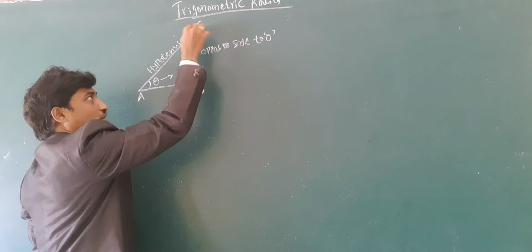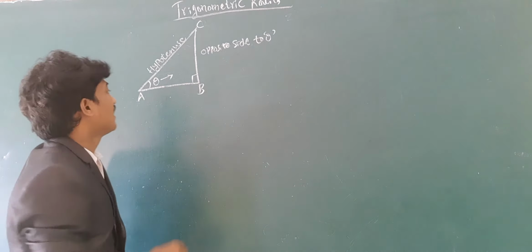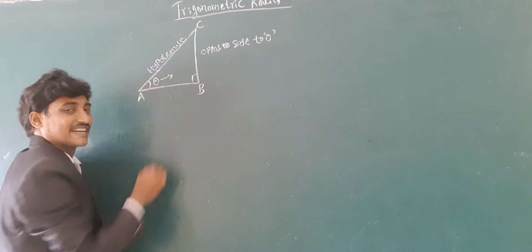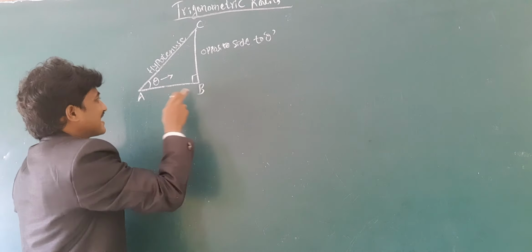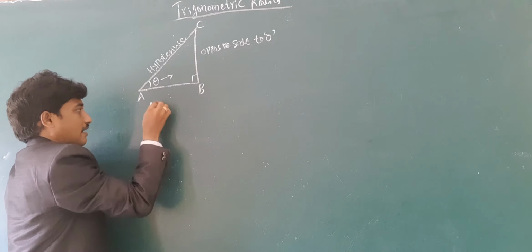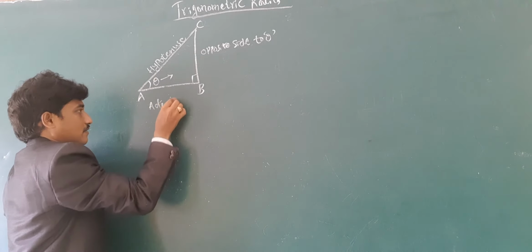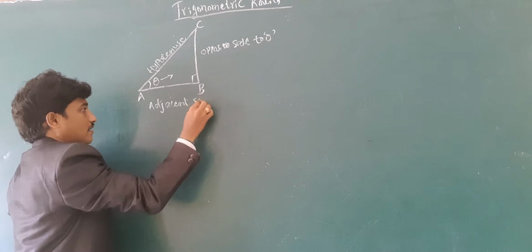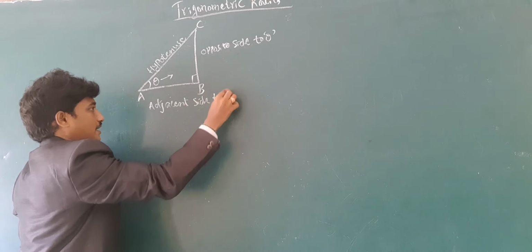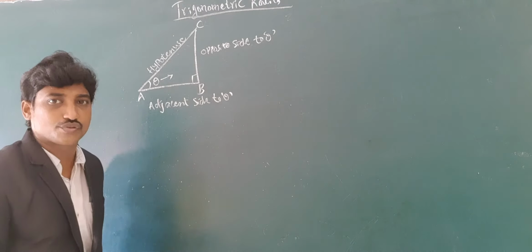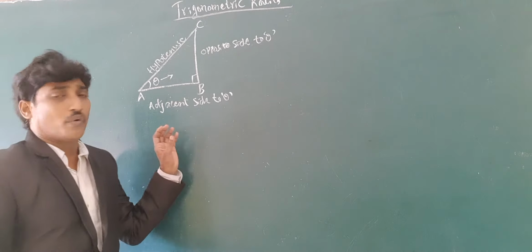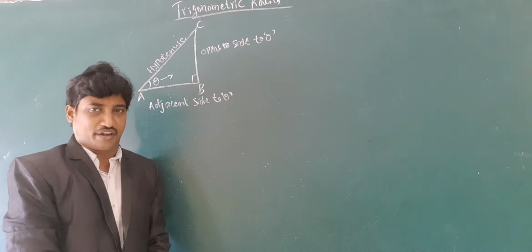So BC is called the opposite side to theta, and the side next to theta is named the adjacent side to theta. So now let us learn the trigonometric ratios.